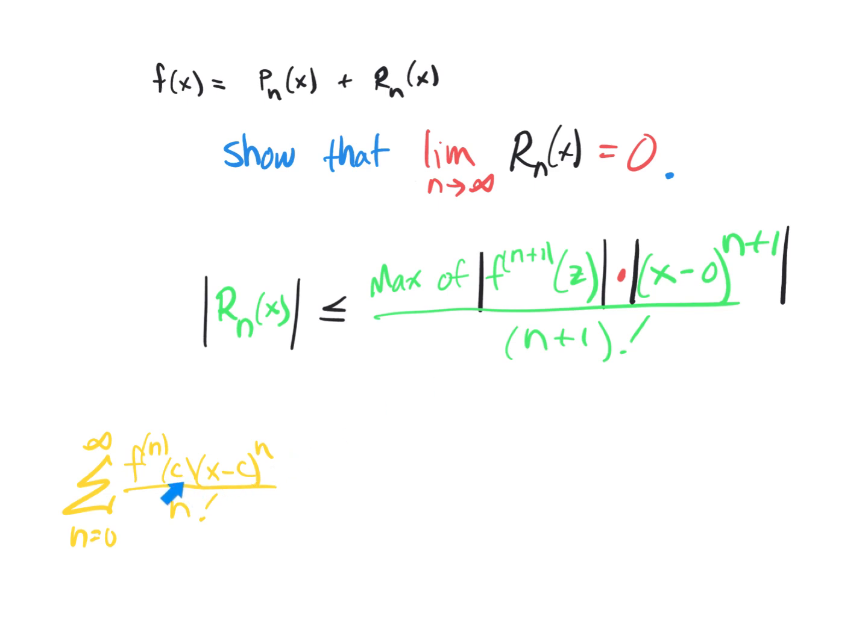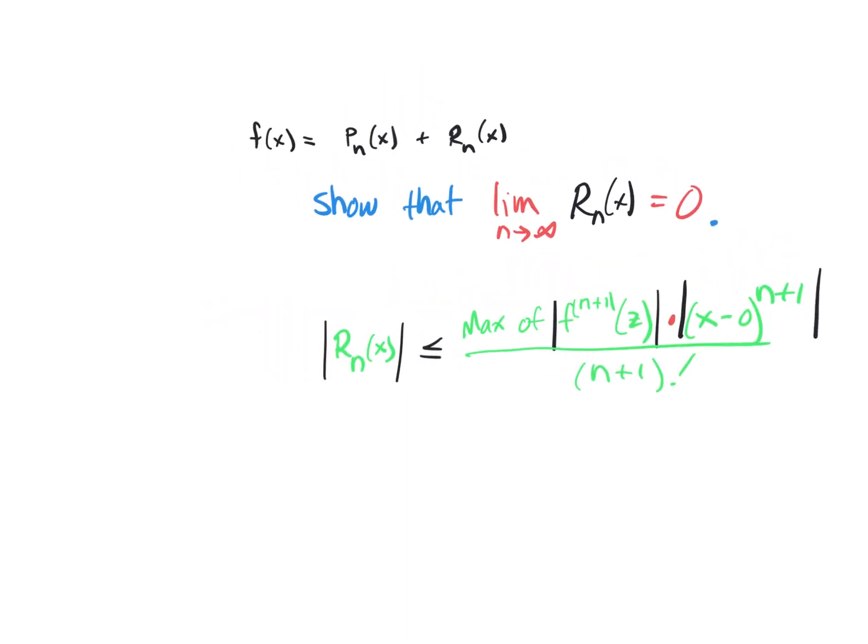And the difference between the Taylor error bound and the Taylor polynomial formula is the c and the z. This z just needs to be somewhere between the x value that we're putting into the function as input and the c value where the function is centered. So we're looking for the maximum n plus 1th derivative for some value between x and, in this case, 0.